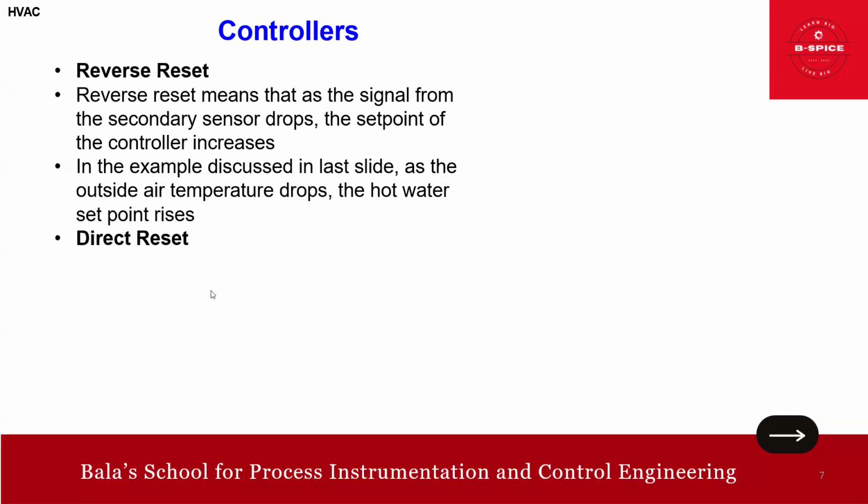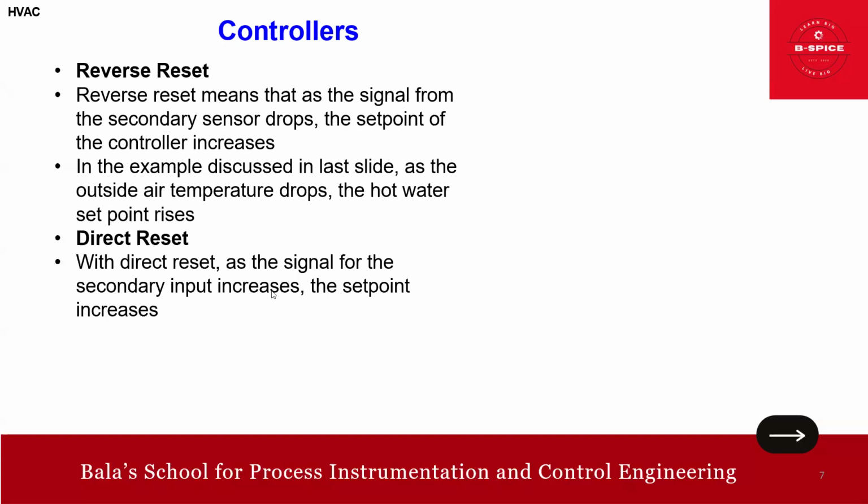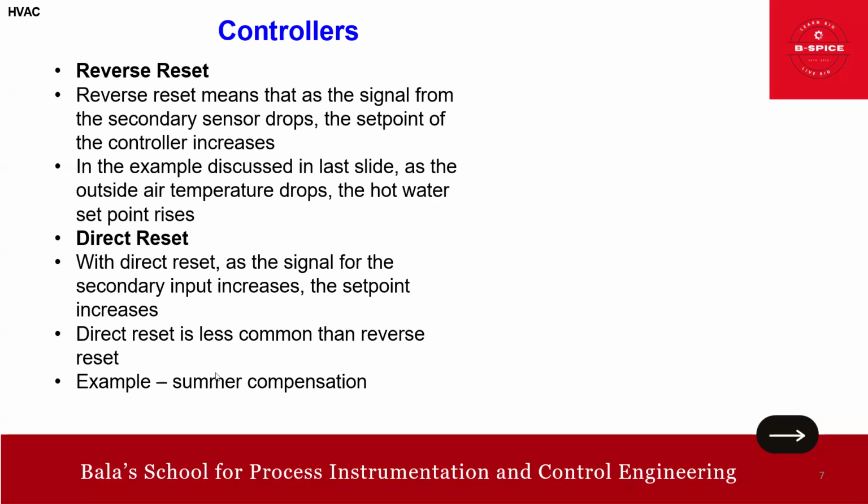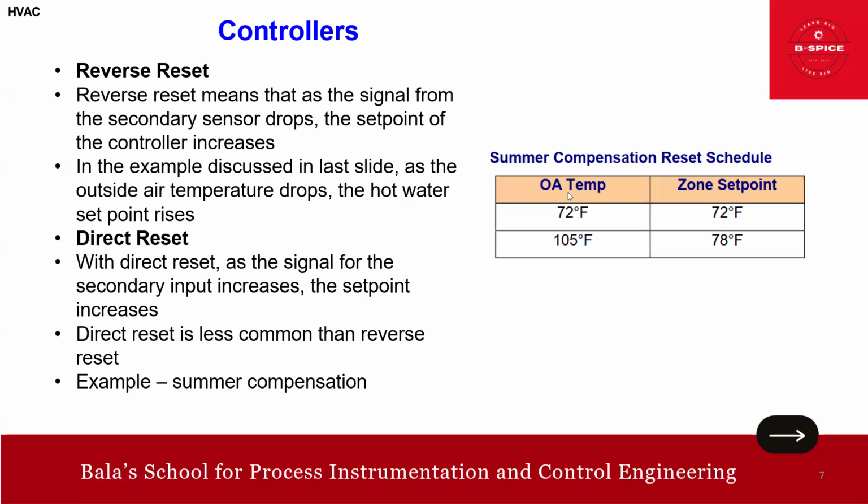This is the reverse. Then direct, with the direct reset, as the signal for the secondary input increases, the set point also increases. So direct reset is less common than reverse. For example, this is a summer compensation. That is an example for direct reset. See, you can see here, outside air temperature 72 degree Fahrenheit and zone set point is 72 degree Fahrenheit. Then if it is up to 105 degree Fahrenheit, then this zone set point is 78 degree Fahrenheit. So this is just a typical example for summer compensation reset schedule, friends.